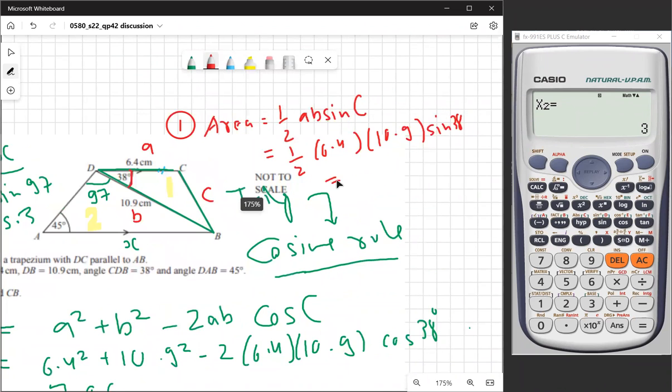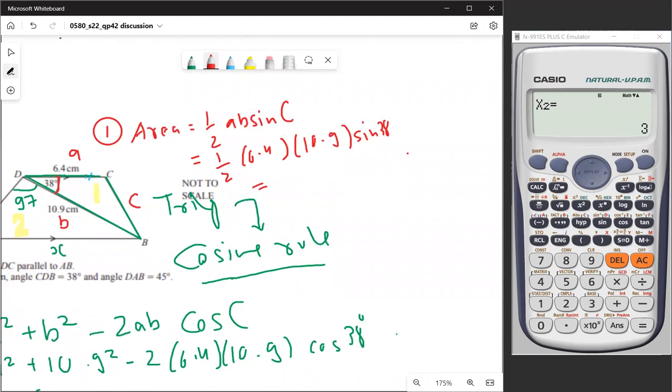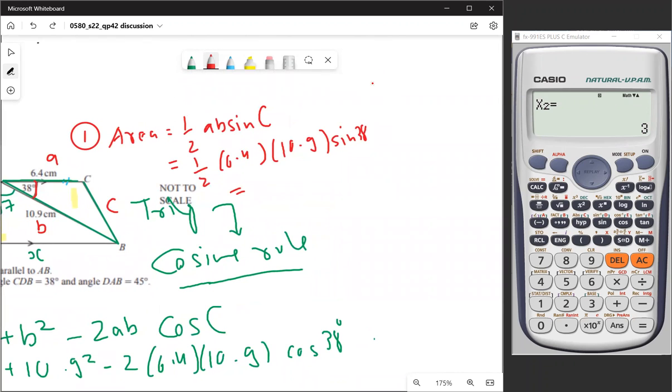21.47427. Five digits are enough, because this is the calculation part. Don't round off right now.